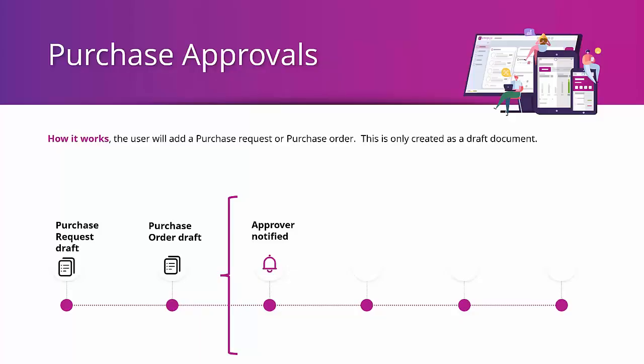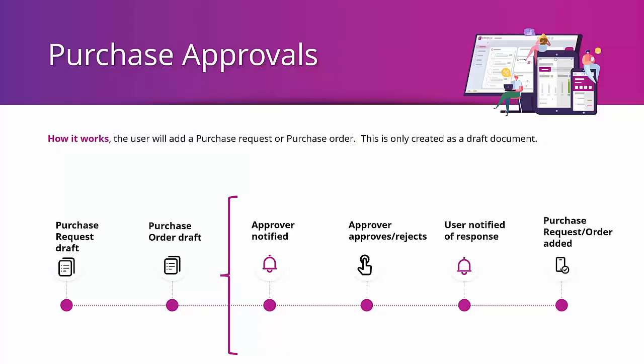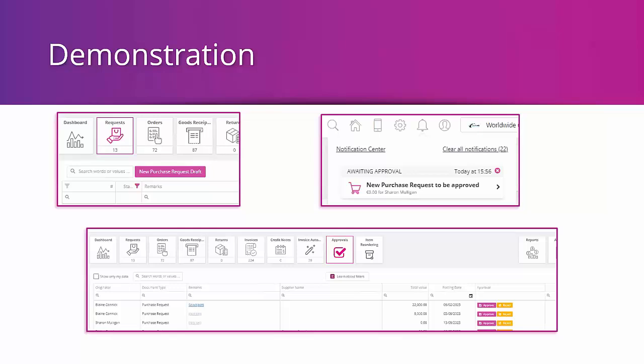So what happens next? The approver gets notified in the notification center that there's an order waiting to be approved. The approver decides. The user is notified of the response. So again, in the notification center, they will be notified of the response. And then ultimately the purchase request or order is added as a real request or a real order. And that means that that order now can be taken through to delivery, etc., when the goods come into stock. So very important to understand that, but it's a great way to control the spend.